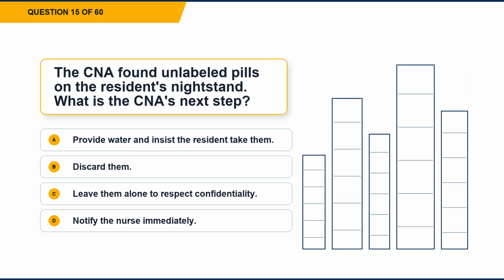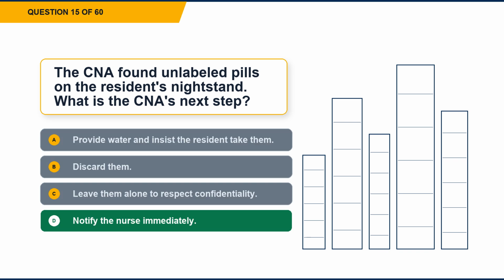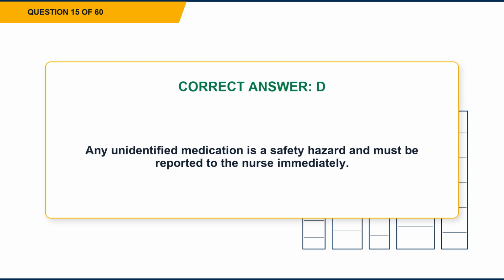Question 15. The CNA found unlabeled pills on the resident's nightstand. What is the CNA's next step? Option A, provide water and insist the resident take them. Option B, discard them. Option C, leave them alone to respect confidentiality. Option D, notify the nurse immediately. The correct answer is option D, notify the nurse immediately. Explanation. Any unidentified medication is a safety hazard and must be reported to the nurse immediately.